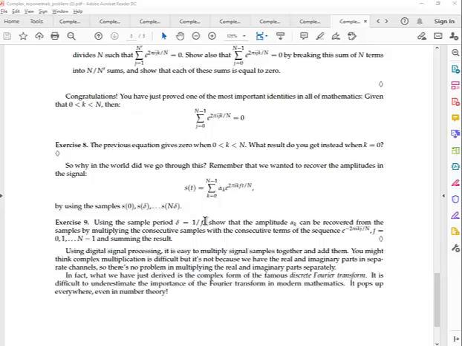Using sampling period delta equal 1 over f, the amplitude alpha k can be recovered. This is our holy grail that we want. It can be recovered from the samples by multiplying consecutive samples with the consecutive terms of this sequence. Now notice here I'm using a minus sign. All right, so I take the samples, multiply by this, and sum the result. Okay, and here I'm using a particular sampling period.